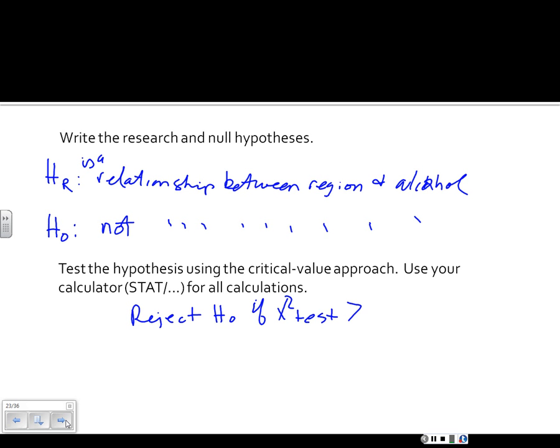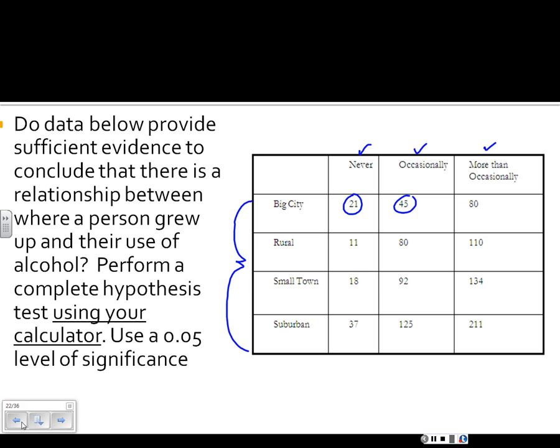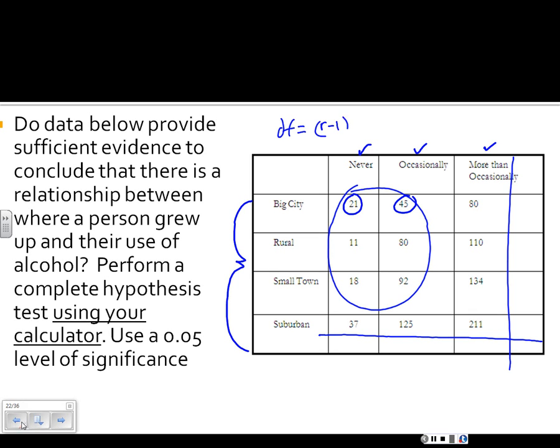And let me go back to the last one. To get the degrees of freedom, you could, if you wanted, just blot out one row and one column, and so there's 6 cells left. That's the degrees of freedom. Or you could just do degrees of freedom is the number of rows minus 1, number of columns minus 1, and we have 4 rows minus 1, so that's going to be 3, times 3 columns minus 1, that's 2, and 3 times 2 is 6. So we've got 6 degrees of freedom.